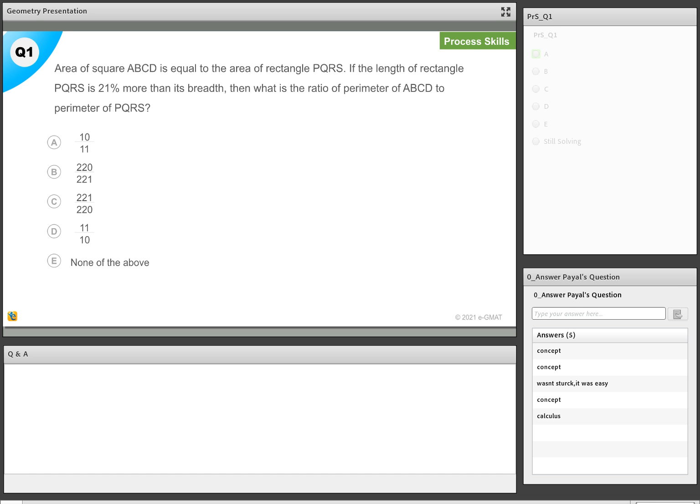Calculations? Wasn't stuck, it was easy. Language of the question again. I'm saying that more people were stuck in this question than what I would have expected, and that's the reason why I'm asking, because you guys took quite long to solve this question correctly. All right, so let's figure out exactly which step you were confused about.